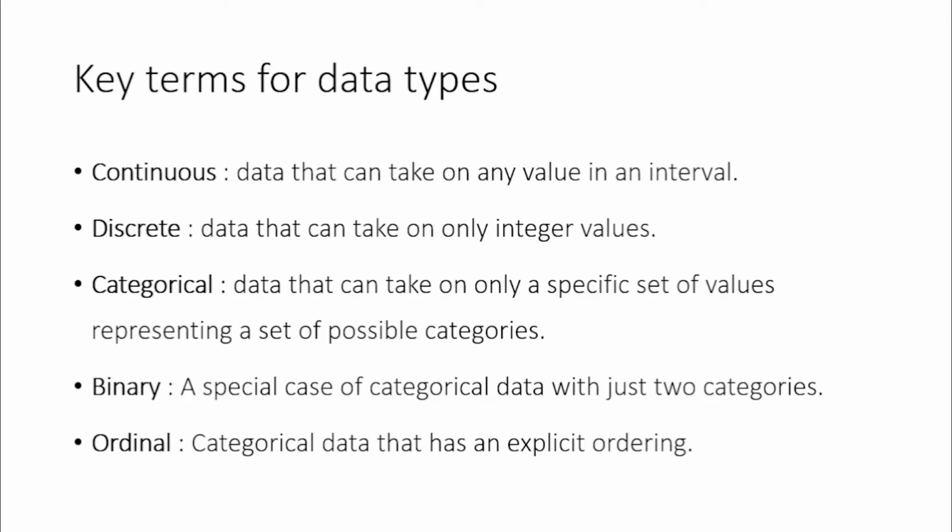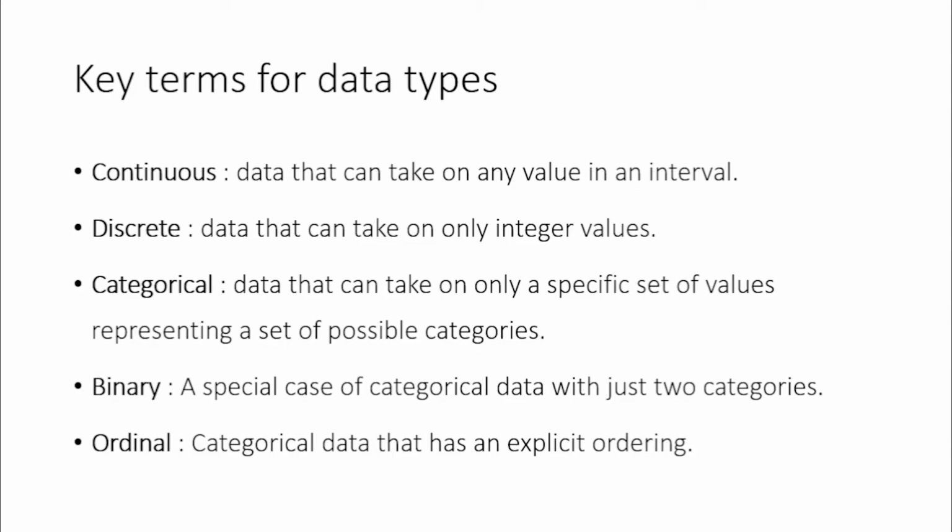Next we have discrete data. Data that can take on only integer values are called discrete data. For example, in the range 0 to 1, if our values can only be 0 or 1, then we'll call it discrete.